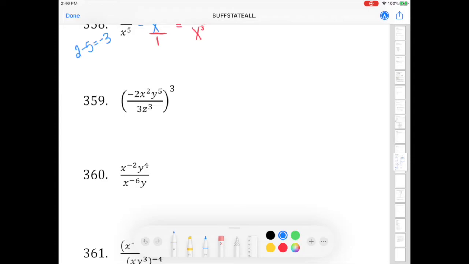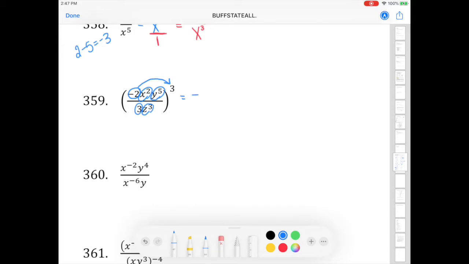All right, next one's got a lot going on to it, but it's actually only one step, so hang in with me. Try to think to yourself, what's being raised to this 3rd power on the outside? If you were thinking everything, your answer is correct. Everything is in the parentheses for this one, so that means everything's being raised to the 3rd power. So the -2 is being raised to the 3rd power, the x squared, the y to the 5th, the 3, and the z to the 3rd is all being cubed.